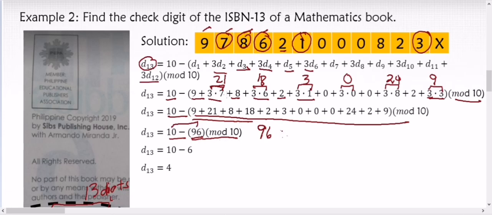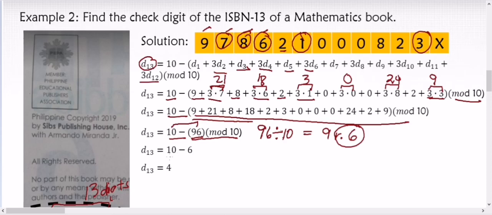divide 96 by 10. So 96 divided by 10 is equal to 9, di ba? There are 9 tens in 96. So meron tayong remainder na 6. So 9 remainder 6. So ito yung pinakasagot, yung remainder natin. Okay? Kasi 96 divided by 10 is 90, di ba? We can get 9 tens in 96. So, may matitira lang na 6. So, yun yung matitira, yun yung magiging sagot sa modulo.